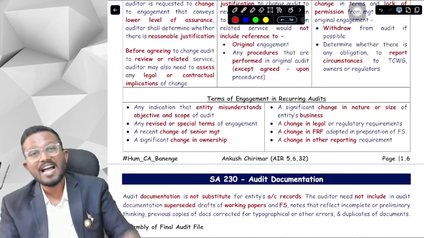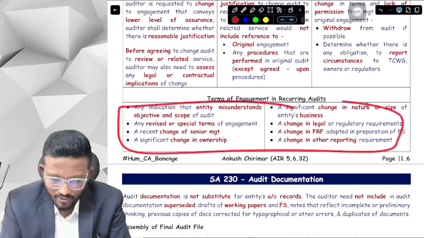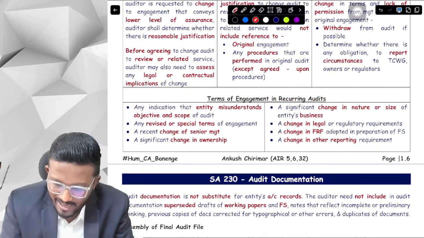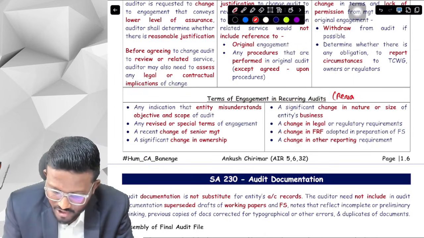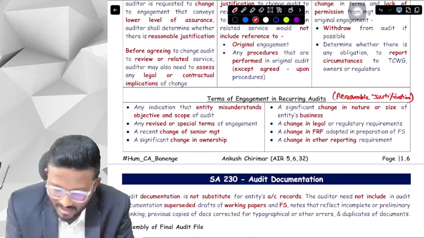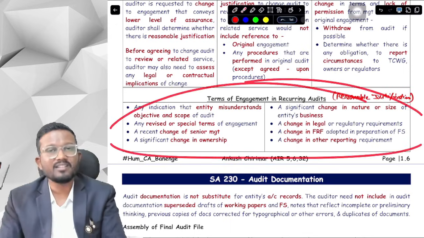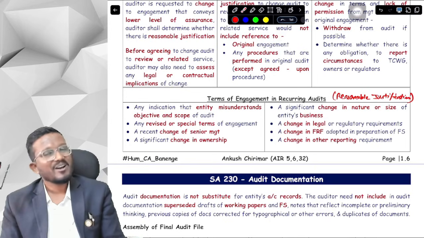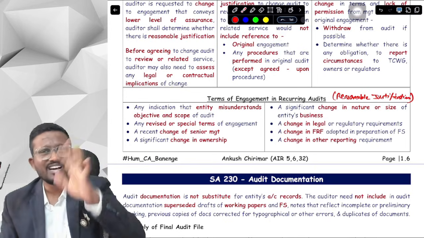And for all these things, there is automatically implied a reasonable justification. So if a question says that the client changed the terms because of any of these reasons, then we can say yes, there is a reasonable justification and the auditor should accept the change in terms of audit engagement. Okay, yes sir, this was our ISA 210.